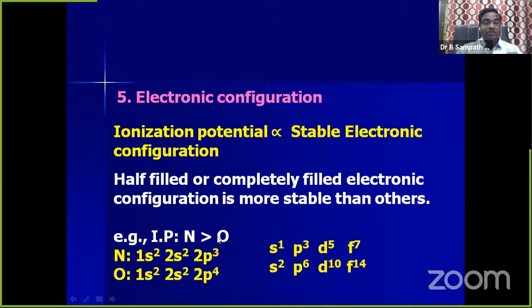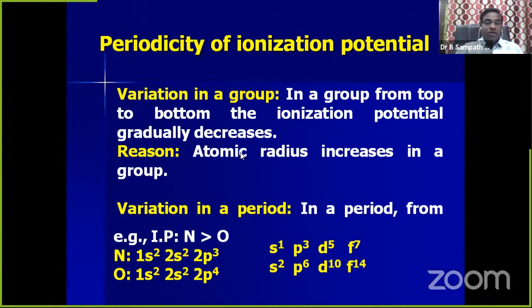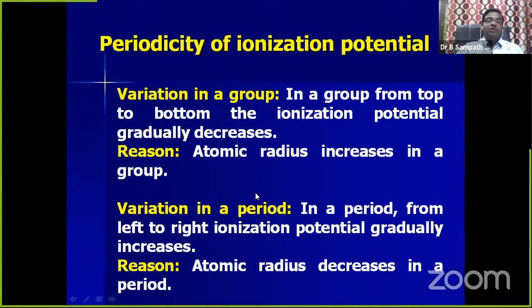Oxygen has the smaller atomic radius, so it should have the higher ionization potential, but here the ionization potential of nitrogen is greater than oxygen. This is because of electronic configuration. So the IP value depends not only upon the atomic radius, but also on the other factors which we have discussed earlier.